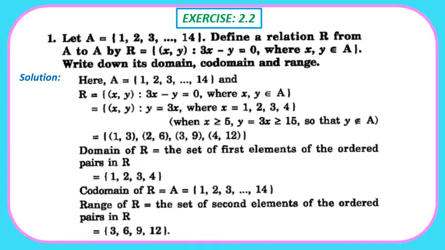But it is given that (x, y) belongs to A and 15 does not belong to A. So we cannot take x greater than 4. Clear? So the relation becomes the set of ordered pairs (1, 3), (2, 6), (3, 9) and (4, 12).